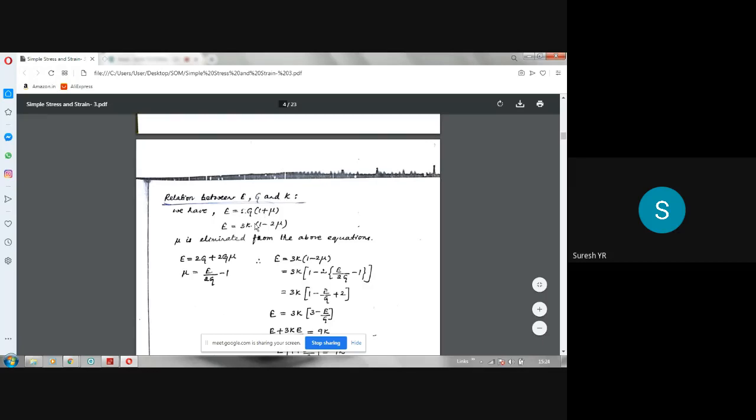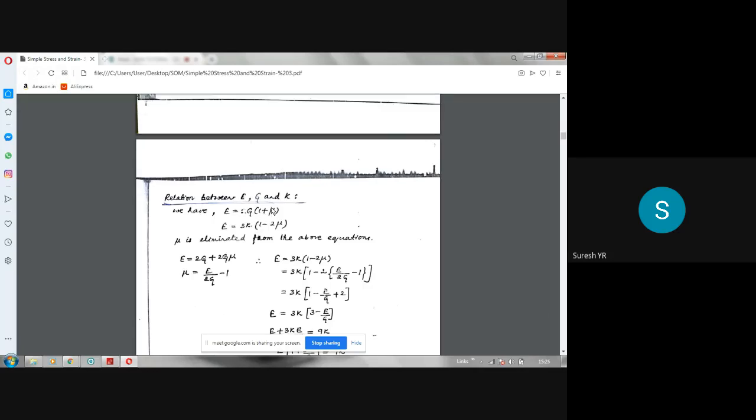Now how to remove mu? Take the first equation and bring mu to the left-hand side. If you want mu in terms of E and G, simplify: 2G mu is equal to E minus 2G. Therefore mu is equal to E by 2G minus 1. This you will get.